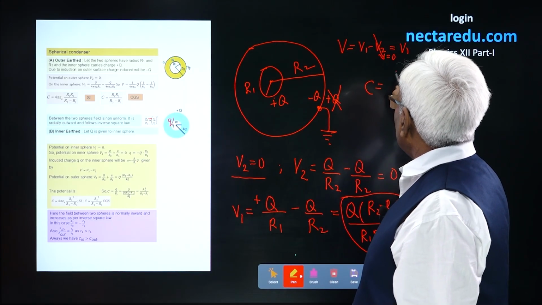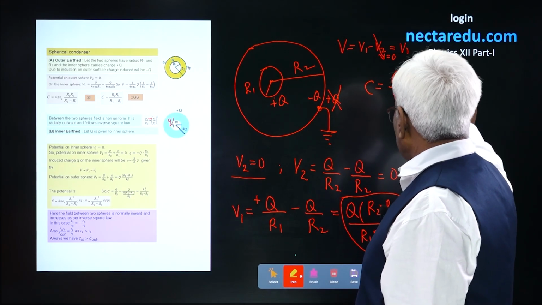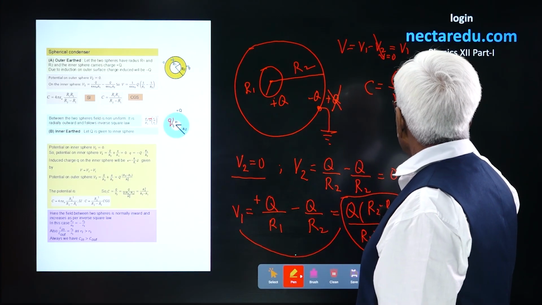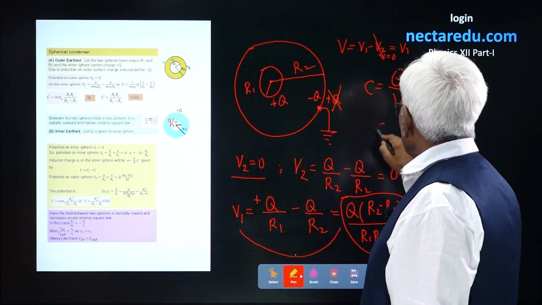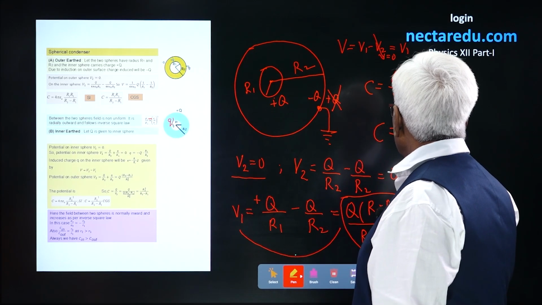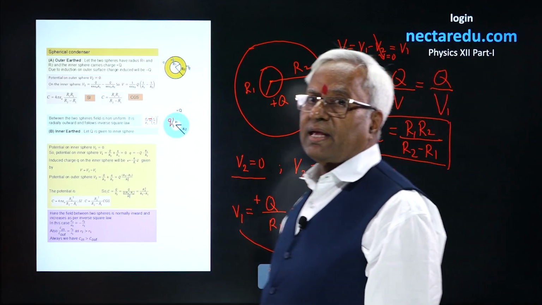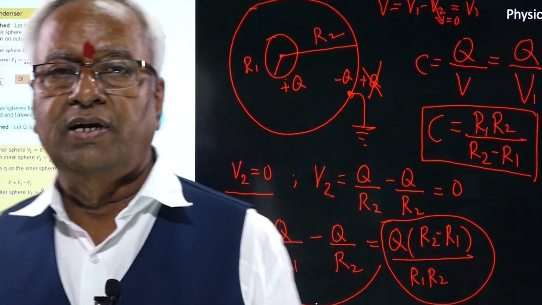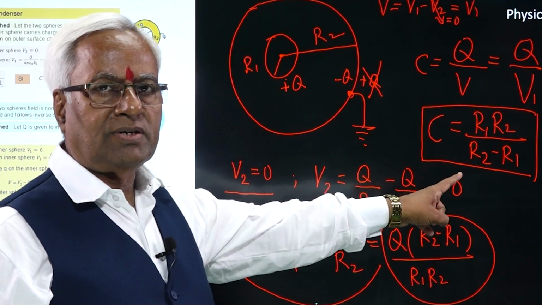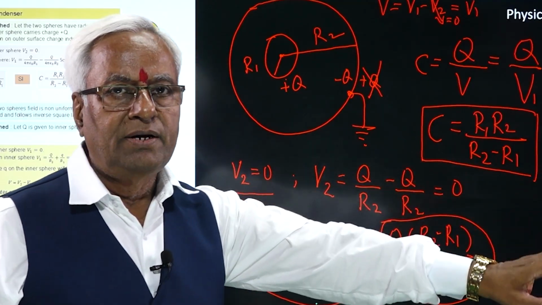Capacity, you know, is Q upon potential difference. That way, you find Q upon V1 from here. You'll have the relation Q upon V1 equal to r1 r2 upon (r2 minus r1). This is the capacity of a spherical condenser when the outer sphere is earthed. But this is in the CGS system. For converting into SI, you have to multiply it by 4 pi epsilon naught.